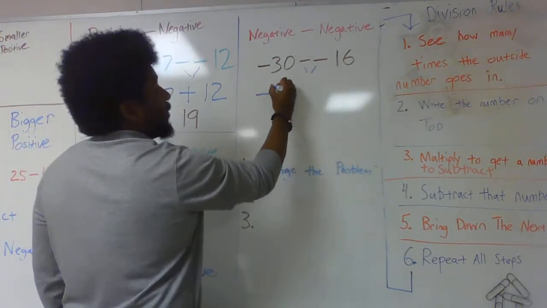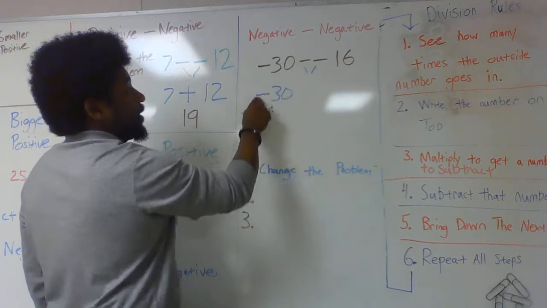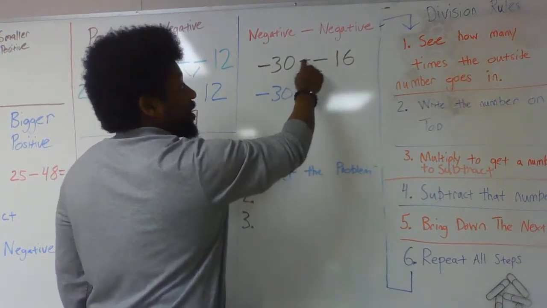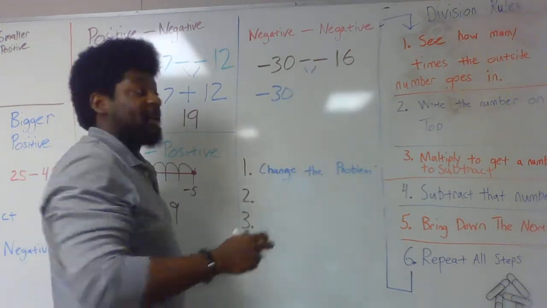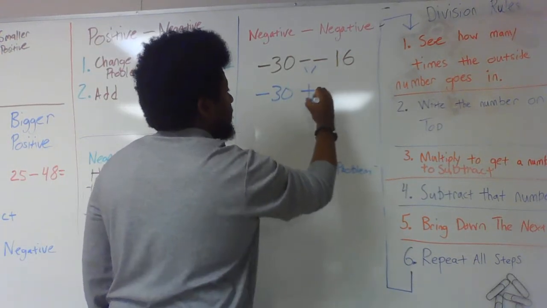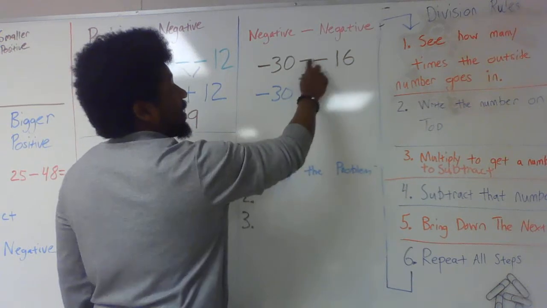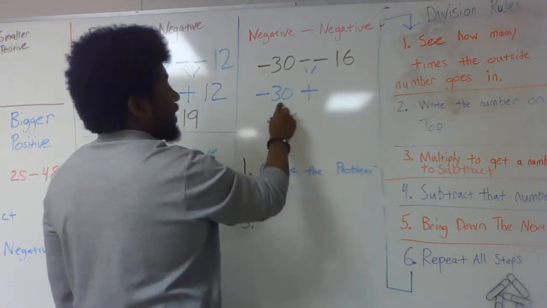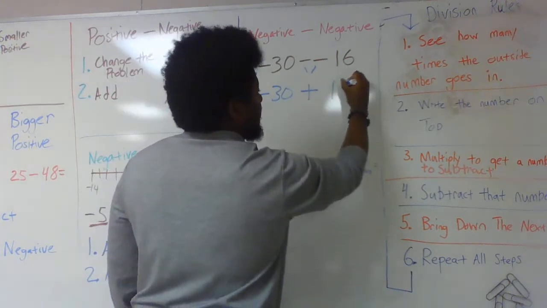Now it becomes -30. You still keep the negative sign in front of the 30 because there's no 2 signs next to each other. These 2 signs are next to each other here, so that becomes a plus. Since the negative sign combined, you do not have a negative sign in front of the 16 anymore, so now you just have -30 plus 16.